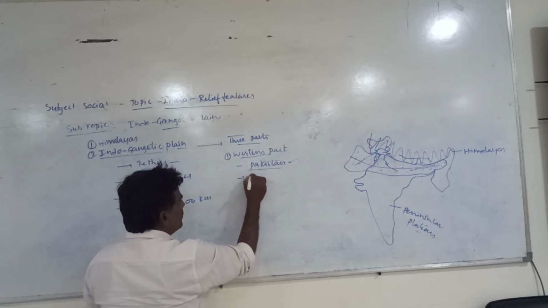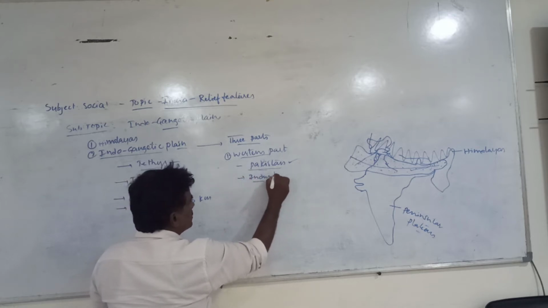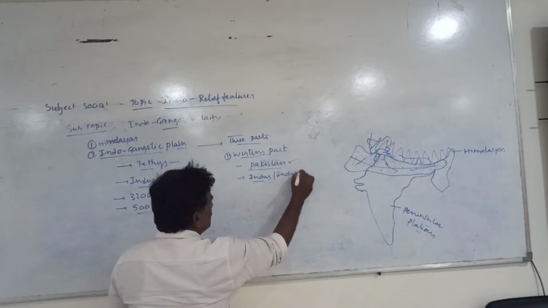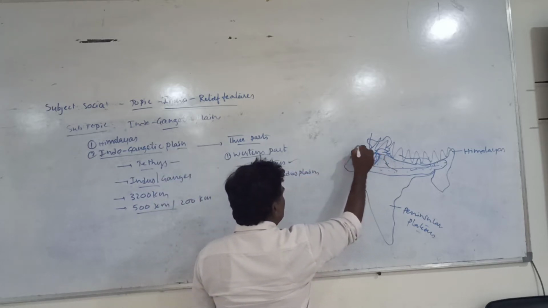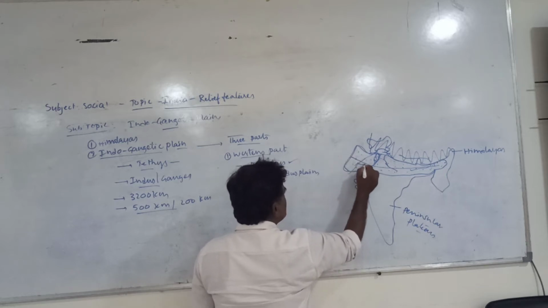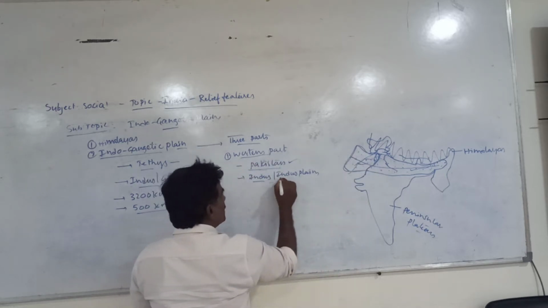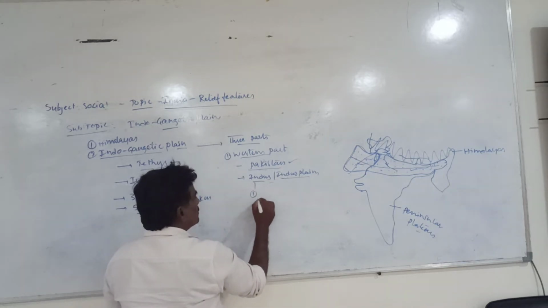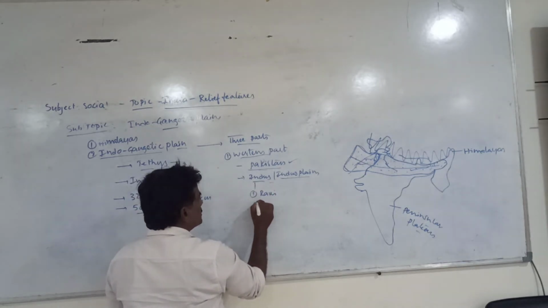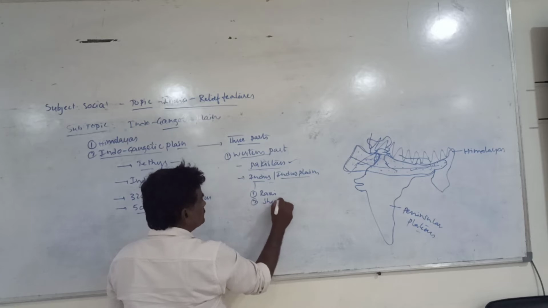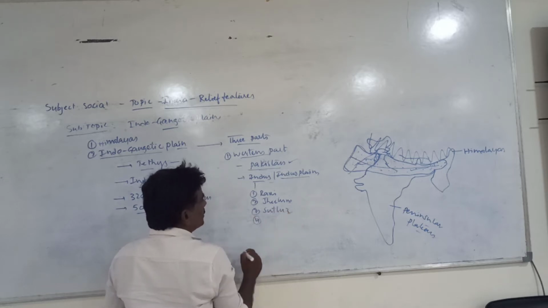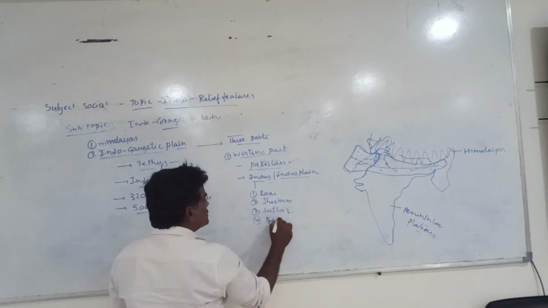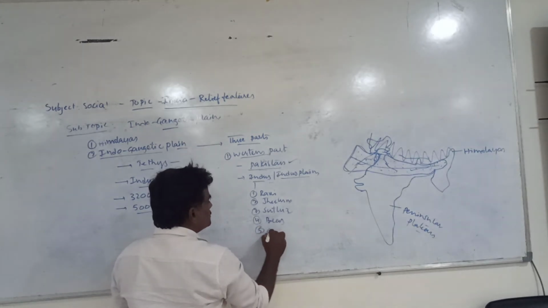This was totally formed by the Indus. This area is called the Indus Plains. The Indus and its tributaries: first Ravi, second Jhelum, third Satluj, fourth Beas, and fifth Chenab.